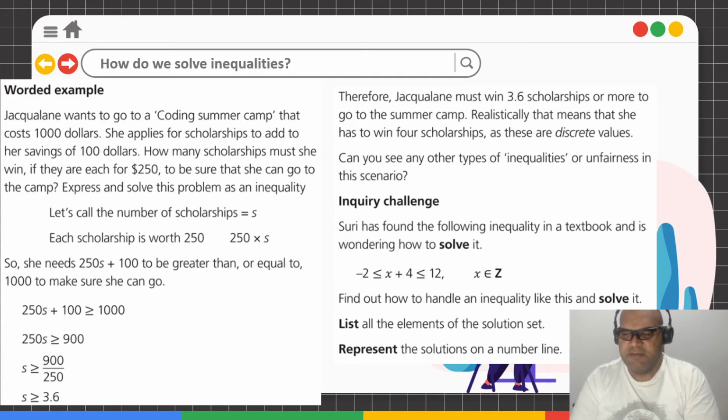Surrey has found the following inequality in the textbook and is wondering how to solve it. Find out how to handle an inequality like this and solve it. List all the elements. Represent the solution on a number line. We solve this in the classroom, next class, okay? I'll explain to you how to solve this one.